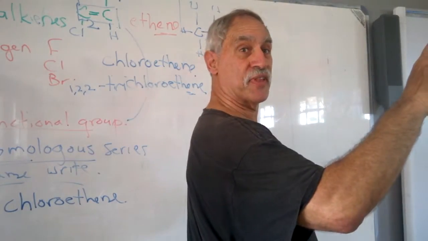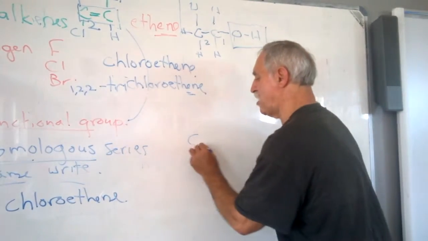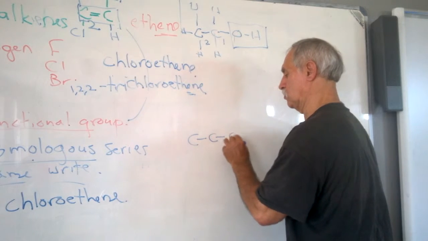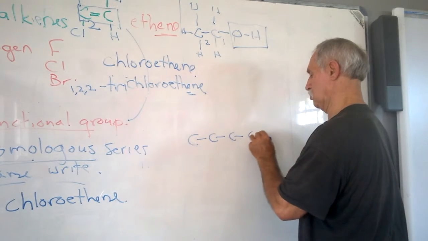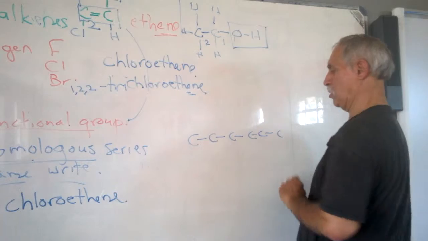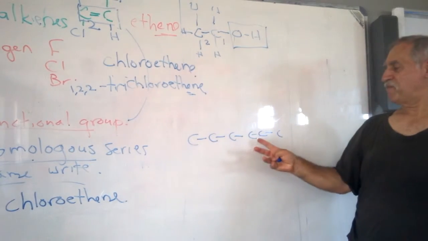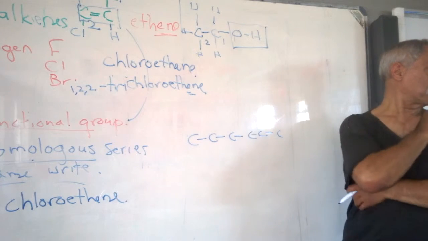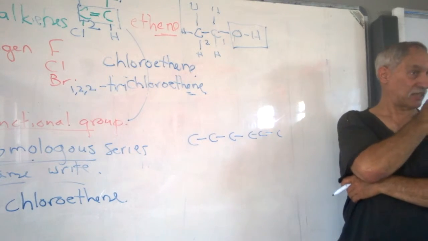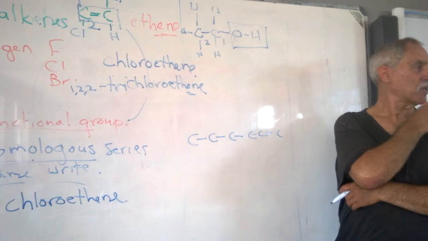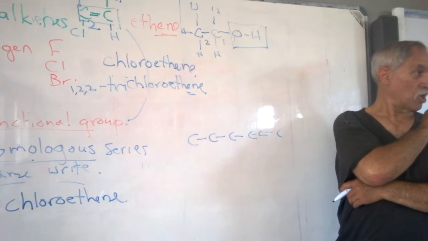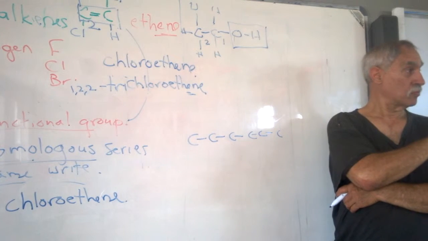Watch this. Now, if we have something like this, it's 1, 2, 3, 4, 5, 6. Sorry? 6. Here, it's 6. So it's going to be hexane.